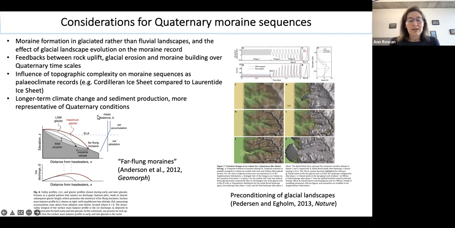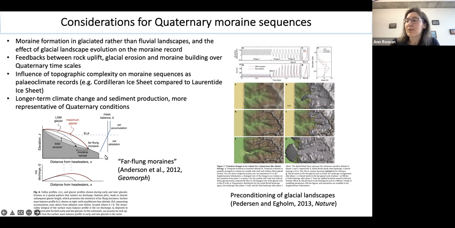And so over time, glaciers erode their beds. And so they set up a self-defeating behavior whereby if the rate of erosion outpaces rock uplift, the ELA reduces and the glacier can't advance as far in a subsequent glaciation as it has done in a previous one, which is the far-flung moraines hypothesis by Anderson et al. 2012. And that, you know, demonstrates why pre-LGM moraines are often much further down valley than LGM moraines, and they're more likely to be preserved.